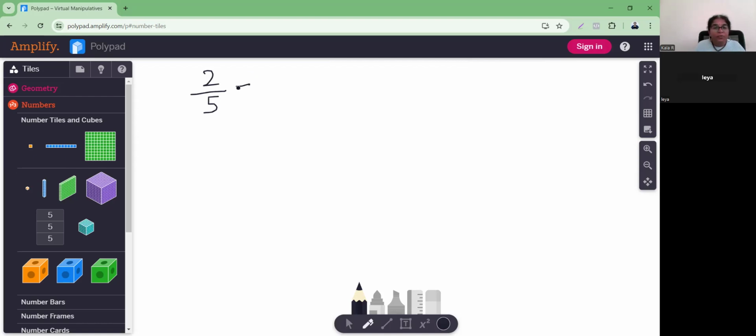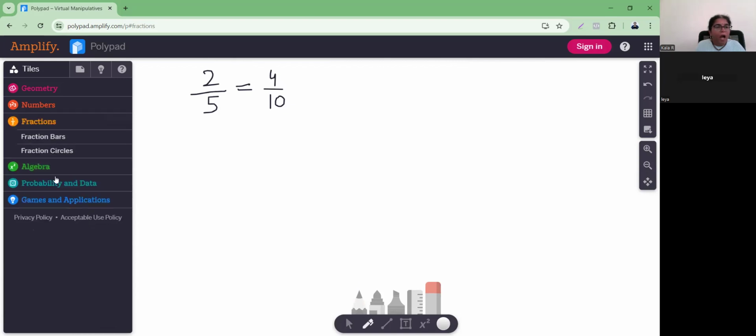How do we write equivalent fractions to this? Maybe multiply by 2. You will get 4 over 10. Wow, nice. That means 2/5 is same as 4/10.